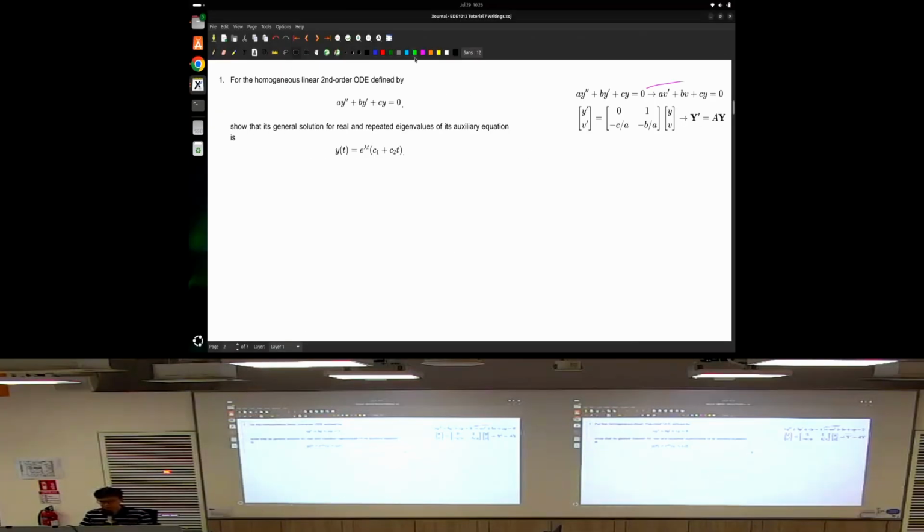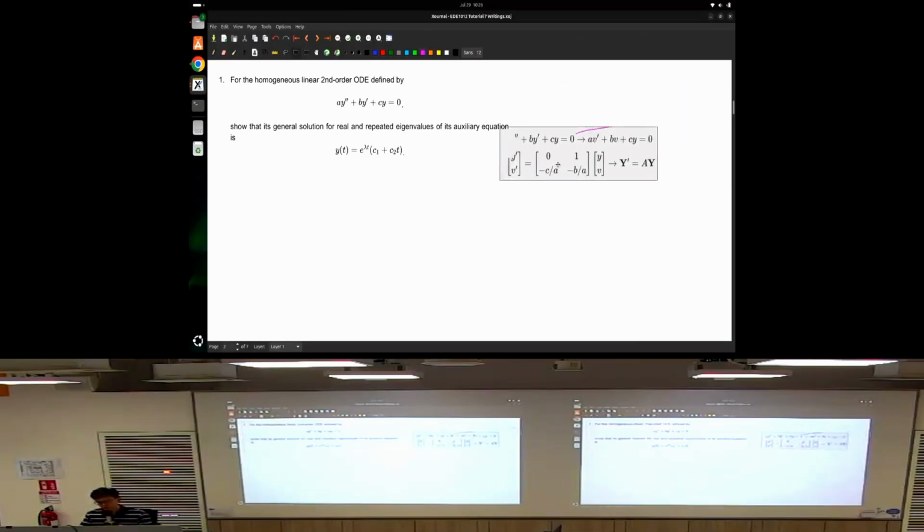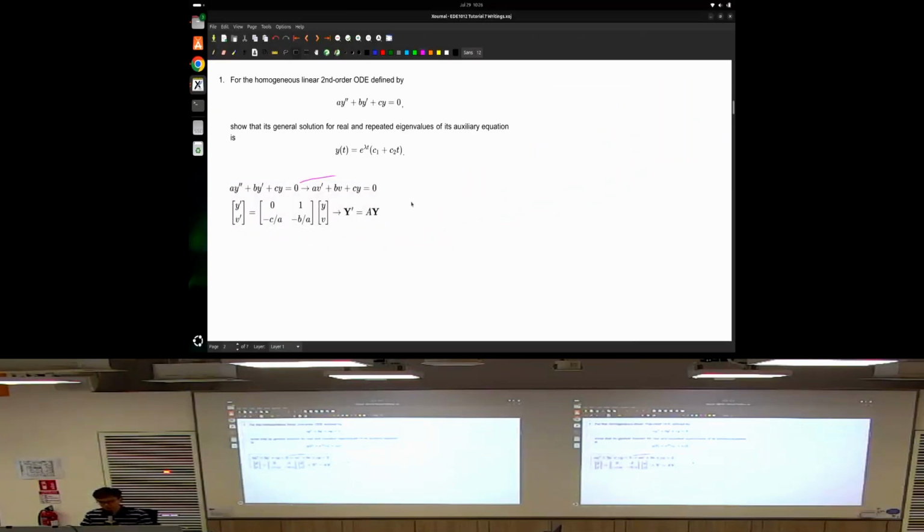So you can see that the general form of our second order ODE is ay prime prime plus by prime plus cy equals 0, and we're supposed to show that this is the general solution. Where we start is from the conversion of the second order ODE into the first order form, basically by letting v be y prime.